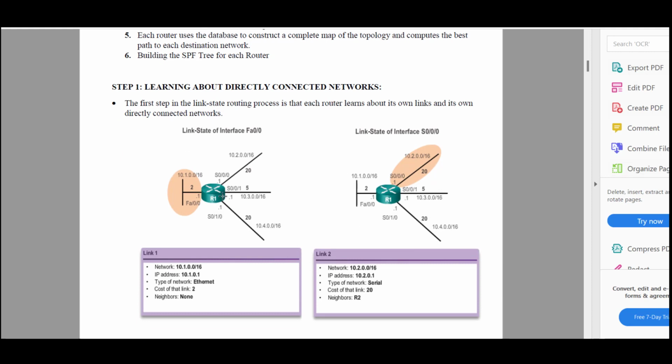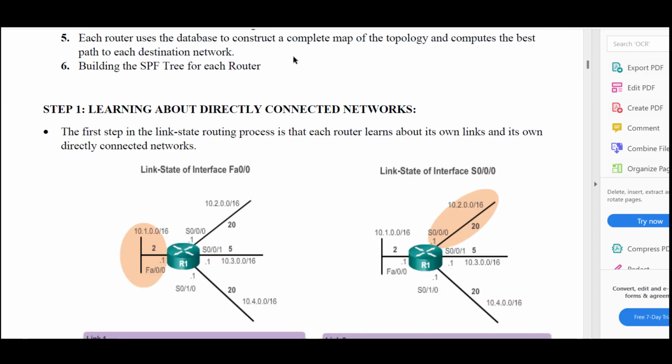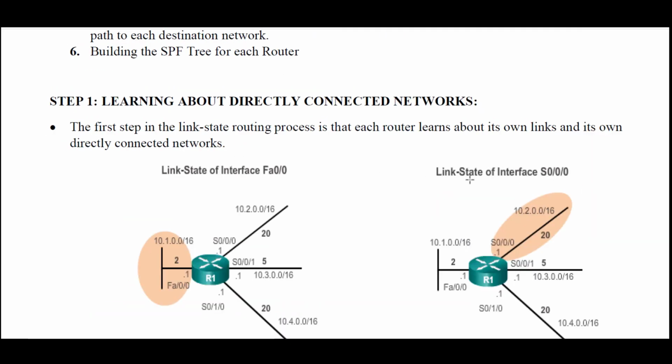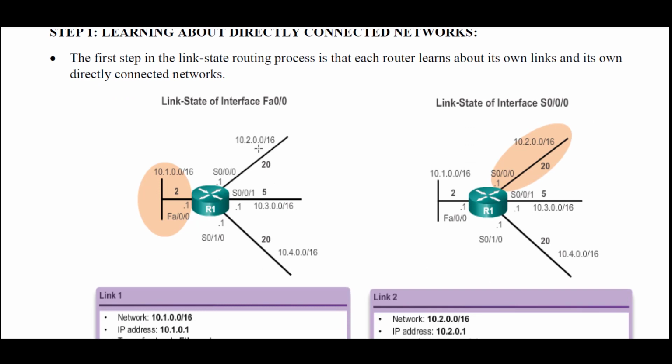Let us see step number 1. I'm going for router 1, R1. In router 1, you can see there are 4 different links connected. 4 links are directly connected here, plus 4 different networks are directly connected. This network is 10.1.0.0, this is the 10.1 network, this is the 10.2 network, this is the 10.3 network and the 10.4 network. So 4 different networks are connected here through 4 different links.